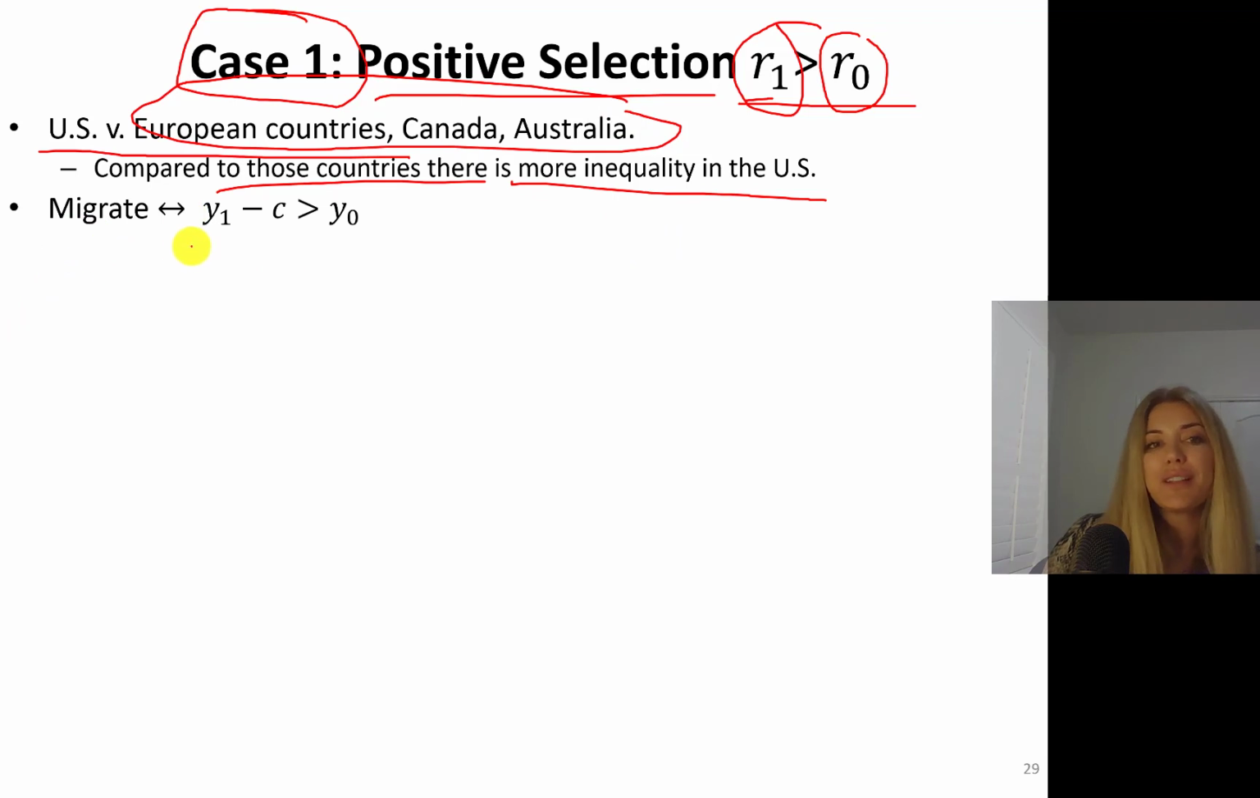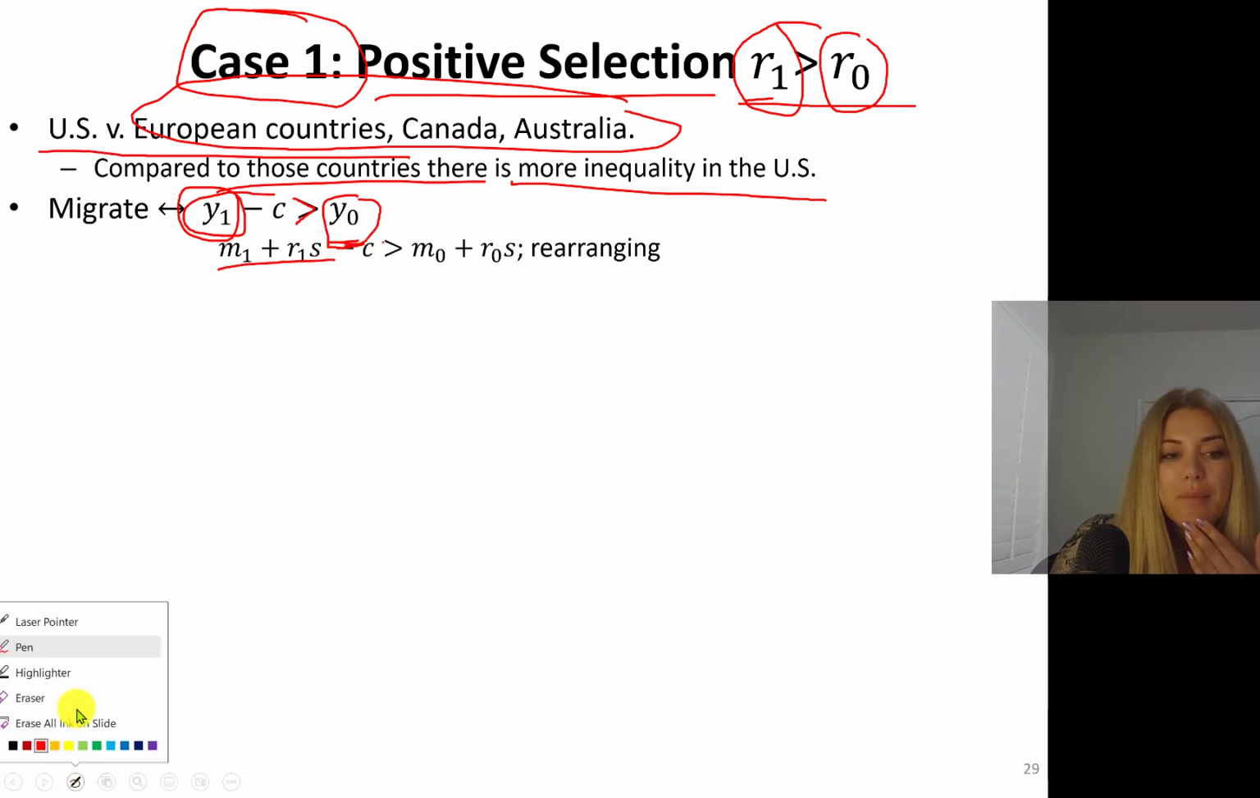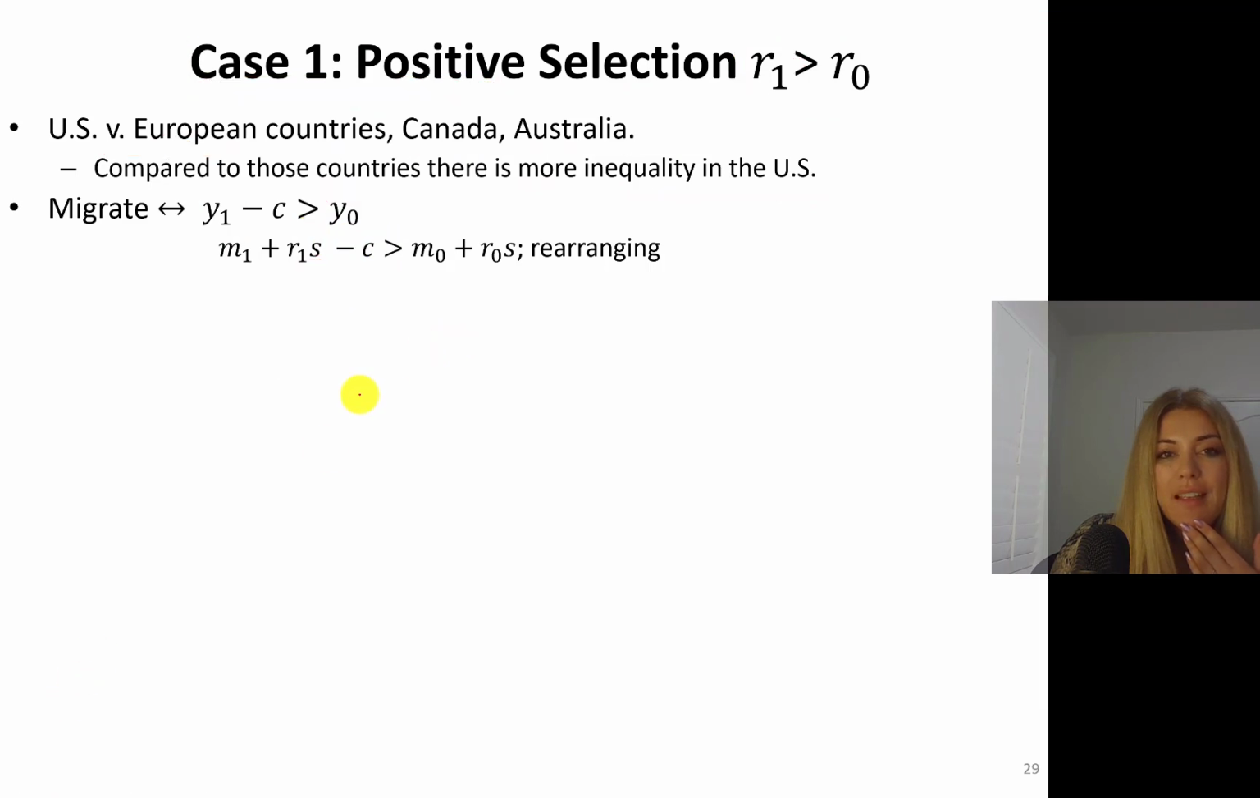So you're going to migrate by the same rule if your present value of lifetime earnings in the US minus the cost of migration is strictly greater than the present discounted value of staying at home. So we're just plugging in the values: M1 plus R1S minus C is greater than M0 plus R0S. Rearrange this, we learned this, right? We came up to here.